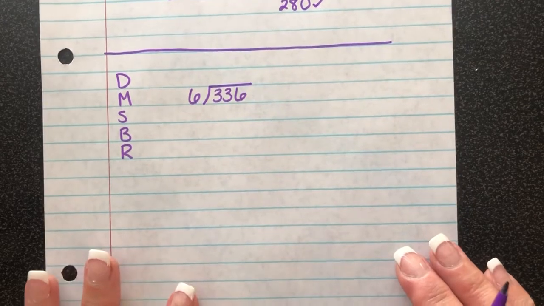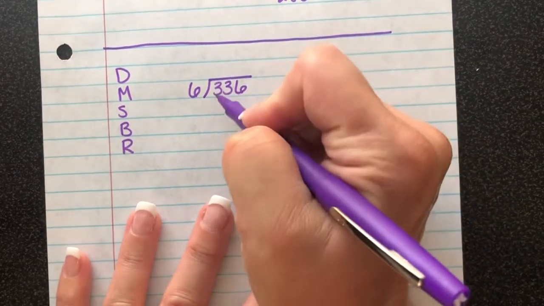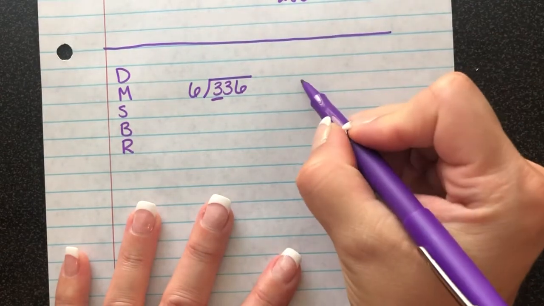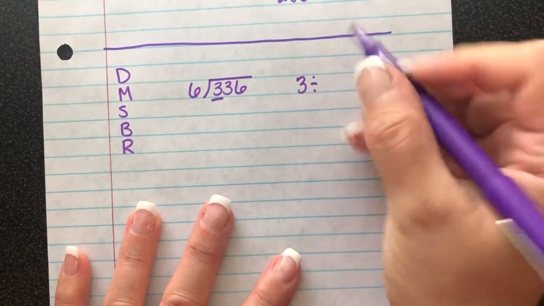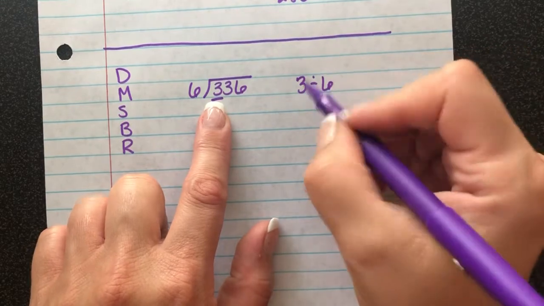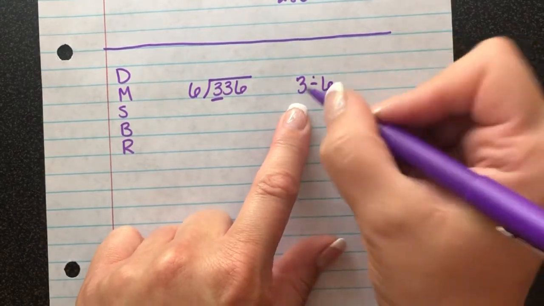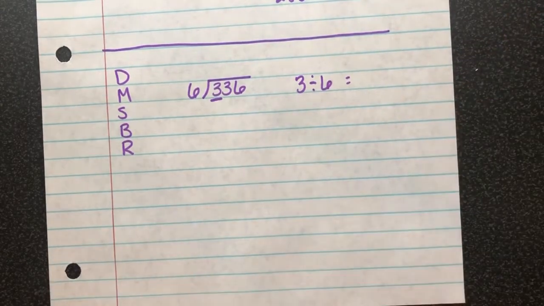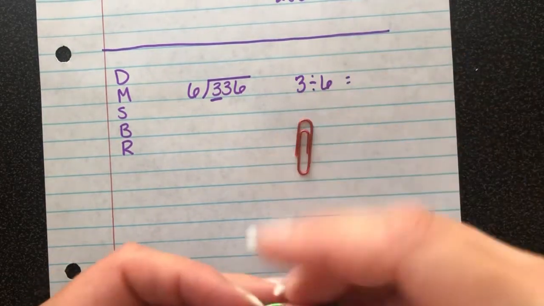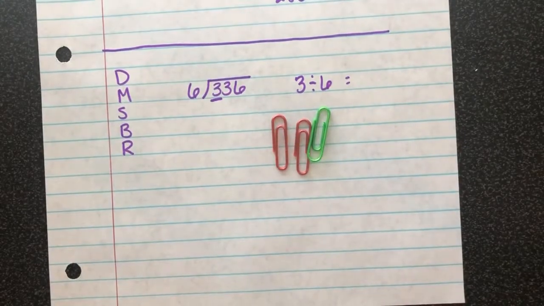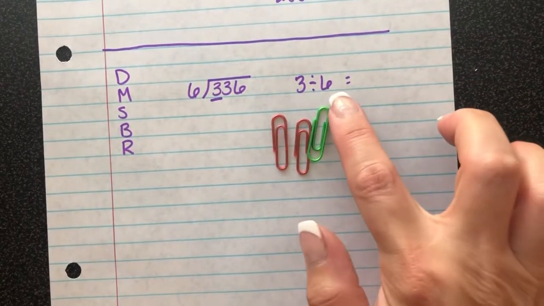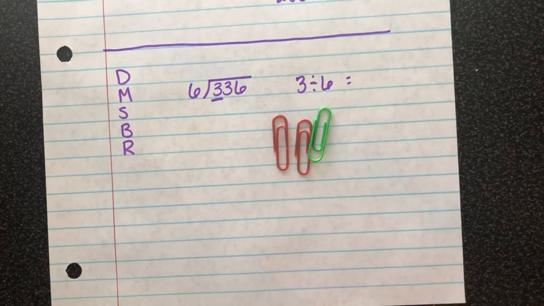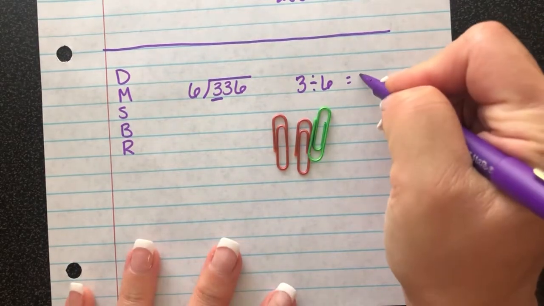336 divided by 6. Okay, so if I look at that first digit, you notice if I'm dividing that 3 divided by 6, you can see that your dividend is smaller than your divisor. Okay, so again, if I use the paper clips again, this means that I have 3 paper clips. I have a total of 3. Can I take 6 paper clips out if I only have 3? No, I cannot take any groups. I can take 0 groups.